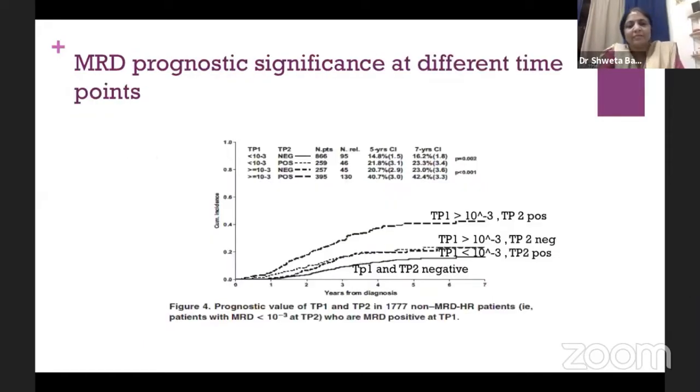So MRD was then checked at different time points, and the second time point was mostly at the end of consolidation. They found that at the end of induction and end of consolidation, that is time point 1 and time point 2, if the MRD is negative, they have a low risk of relapse, less than 20%. While those who have positive MRD at both time points have a very high risk of relapse, almost 40%. And those who are positive at either time point have almost 30% chance of relapse.